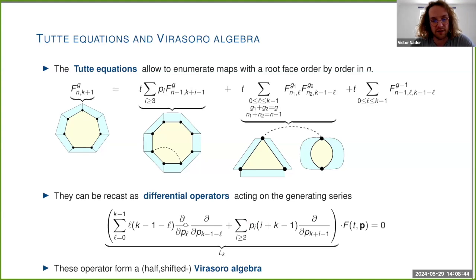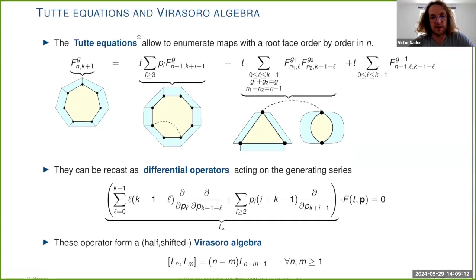So you can see that you have an operator of order 2 in the derivative with respect to p that will correspond to the join case where we want to distinguish two faces. And the second one that takes the derivative, so marks a face of length k plus i-1, corresponds to the cut case. So you can really recast the set of third equation as a countable set of differential equations that acts on your generating series.